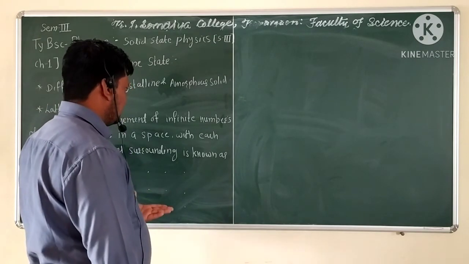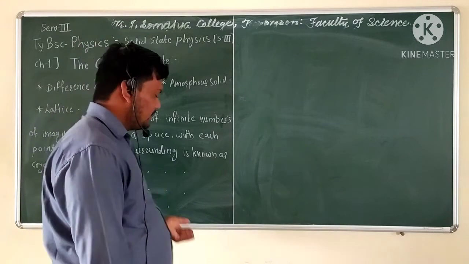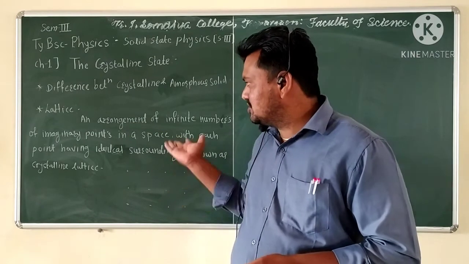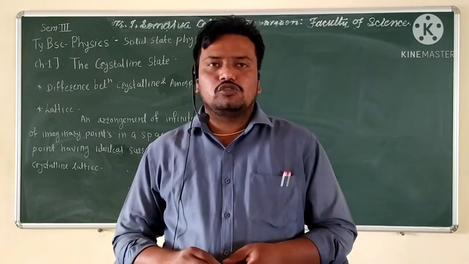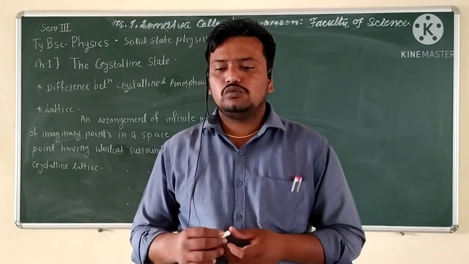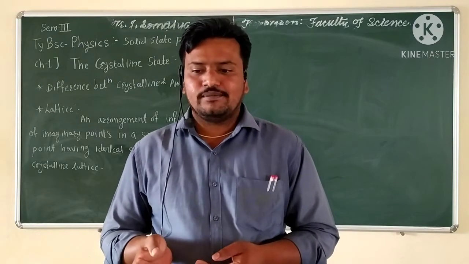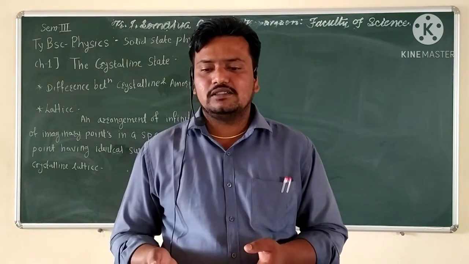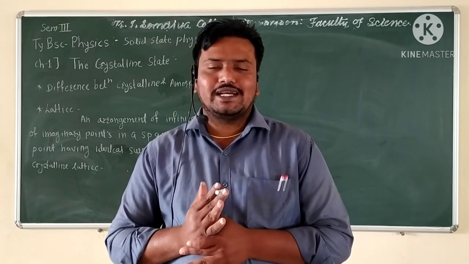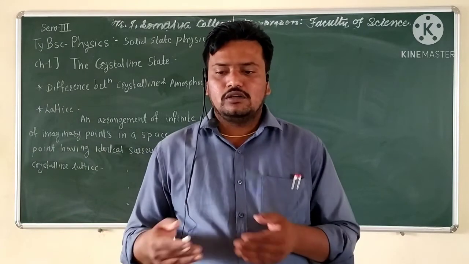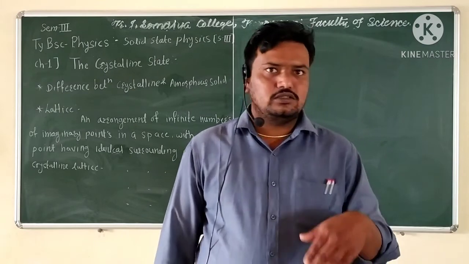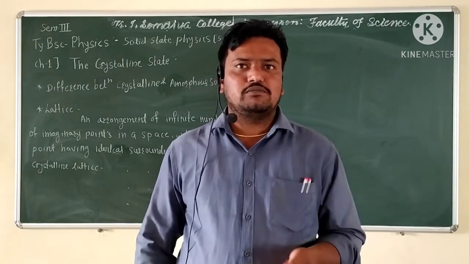So that infinite number of points having a regular arrangement of the constituent particles is known as the lattice. This is considered in a two-dimensional space. If we want to consider three-dimensional space, a lattice may be defined as an array of points in three dimensions in which every point has an identical environment as any other point in the array. That is known as a lattice in the three-dimensional space array.